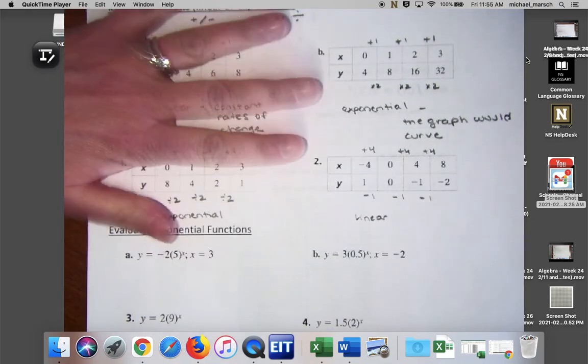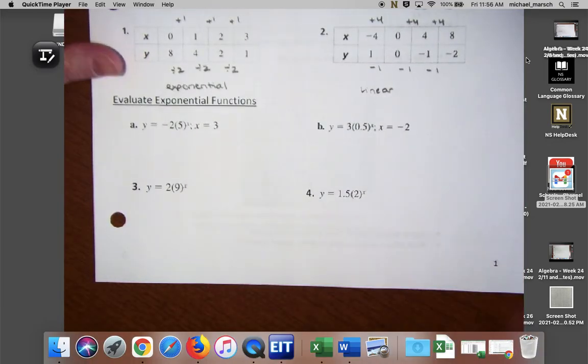So that's our first set of information for today. The second is evaluating exponential functions. Make sure you have your calculator either on your phone or your iPad, the scientific version, ready to go. So what we're going to do is we're going to be substituting in values.